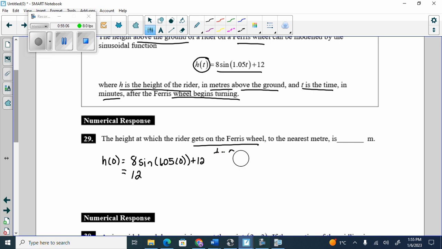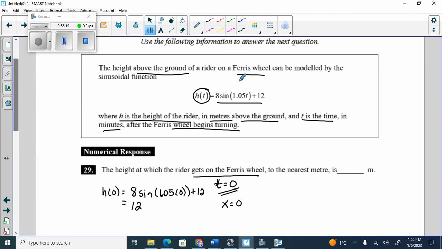So you could just type x equals 0 into your calculator. You'd have to type this into your calculator and get a proper window. Now let's talk about windows here. Remember, how do we find the maximum from an equation? Well, we do the D, midline, plus the amplitude. So the maximum that this graph is going to go is the midline, which is 12, plus the amplitude, which is the absolute value of 8.